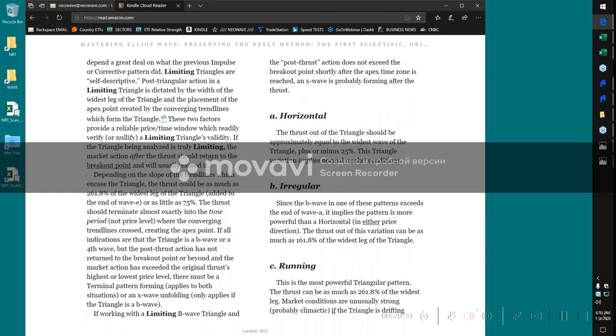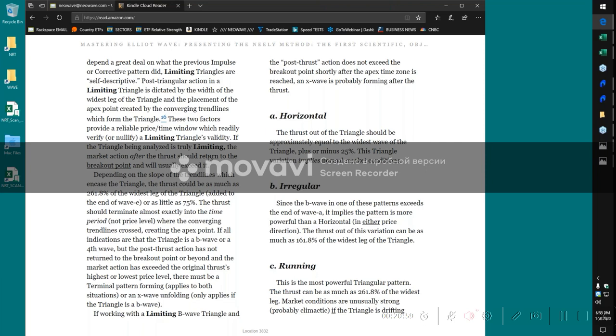And this is very important behavior for qualifying as a limiting triangle, which means it would be a B wave or a fourth wave. If it doesn't do that, if the market contracts all the way into the apex point, then you're dealing with a non-limiting triangle, which means it's not going to be a B wave or a fourth wave. It's going to be an X wave, or it's going to be the end of a complex pattern like a zigzag, an X wave, and then a contracting triangle.